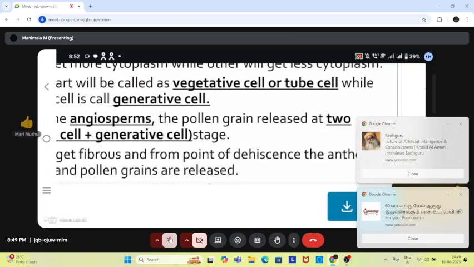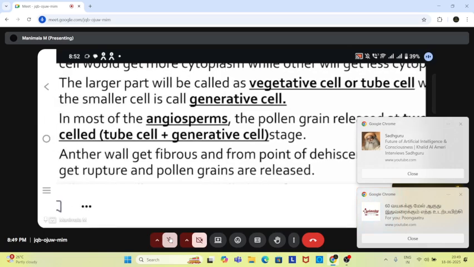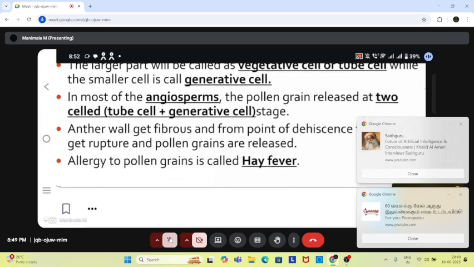So up to now we have discussed the vegetative cell, also called the tube cell, and the generative cell. Now we are going to see what happens to the vegetative and generative cells. Most angiosperms release their pollen grains at the two cell stage. Make a note of it. This is one of the questions. Already I told you the first cell of the male gametophyte in a pollen grain. Most angiosperm pollen grains are released at the two cell stage, that is, one vegetative cell and one generative cell.